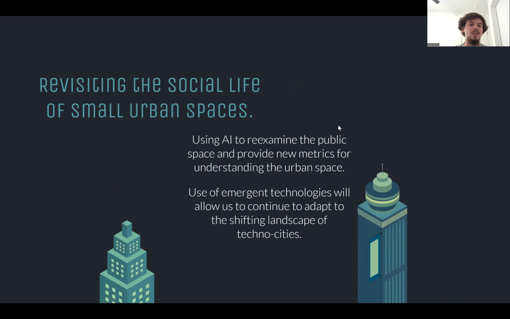Next, we looked at revisiting the social life of small urban spaces. And this was an article about how a team is using AI to re-examine public spaces based off of William H. White's insights in his 1980 work. And they're looking at how they can use AI and other emerging technologies to better track and understand the dynamics of the urban space, such as they're using heat to monitor movement throughout the city, what channels people are using most often. And they're using that to understand how the city works as an organism.